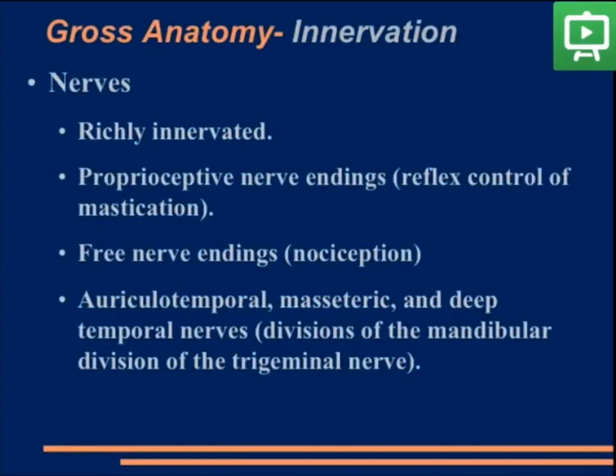Lastly, we talk about the innervation of the TMJ. It is richly innervated. The most prominent branches are the divisions of the trigeminal nerve, the mandibular branch of the trigeminal nerve, which goes into the auriculotemporal, masseteric, and the deep temporal nerves. It has proprioceptive nerve endings for mastication and also free nerve endings for nociception.